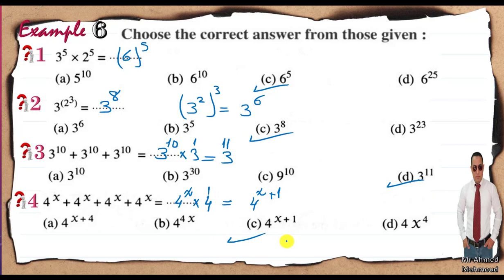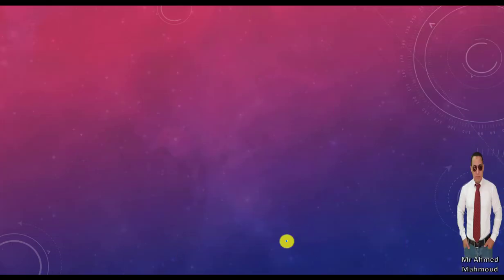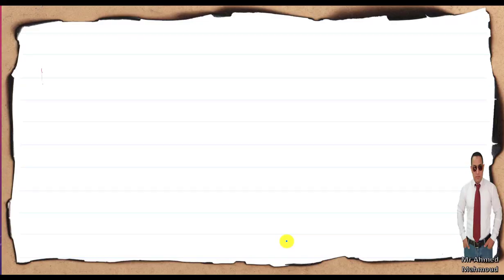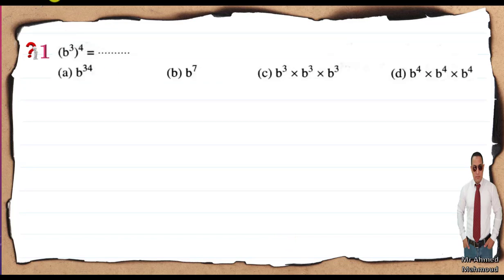Now I have this, number 5. It's not number 1, it's number 5. b to the power of 3, all to the power of 4, equals b to the power of 3 times 4, 12. I don't have b to the power of 12 in the choices, but I have b to the power of 4 times b to the power of 4 times b to the power of 4, which also equals b to the power of 12.